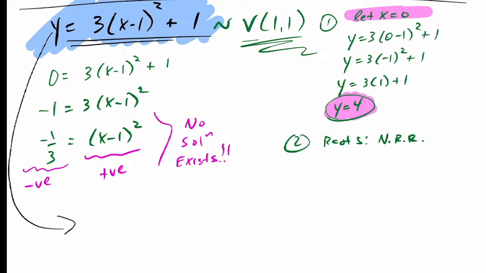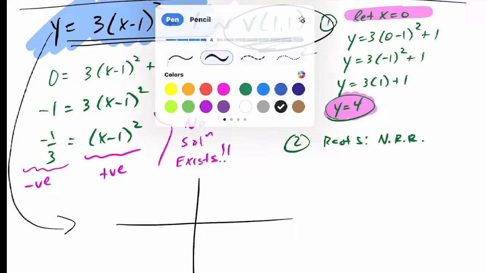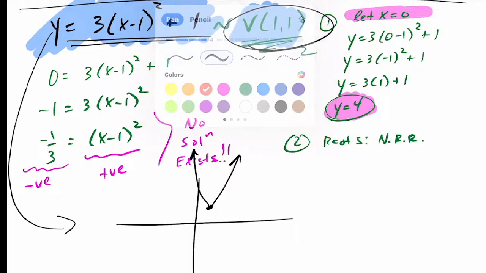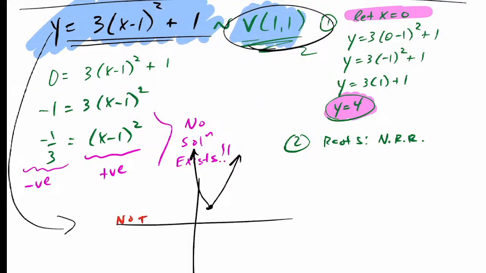But you would have seen it by sketching it too, because take a look. If you go to sketch this, the vertex for this is 1, 1. So I have my vertex here, but the quadratic opens upwards. So you know it's looking something like this. So you can see here it's not crossing the x-axis. So we have no real roots.